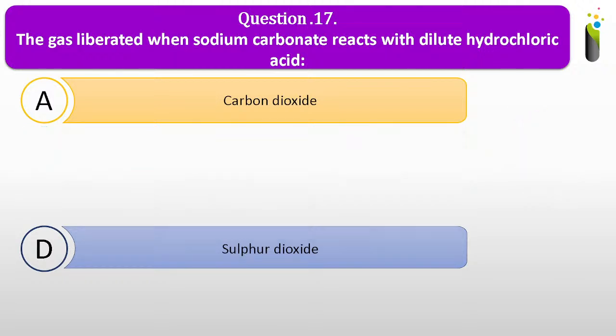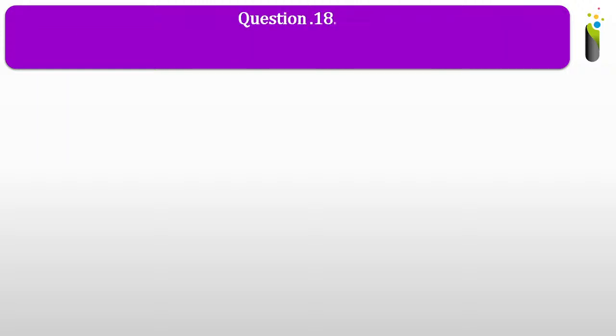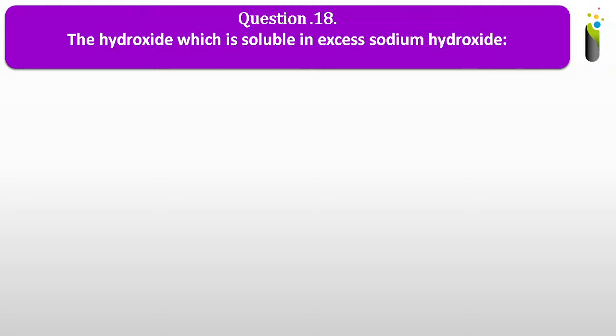And the correct answer for this question is A. Carbon dioxide. So carbon dioxide will be liberated when sodium carbonate reacts with dilute HCl. Question number 18. The hydroxide which is soluble in excess sodium hydroxide is dash.